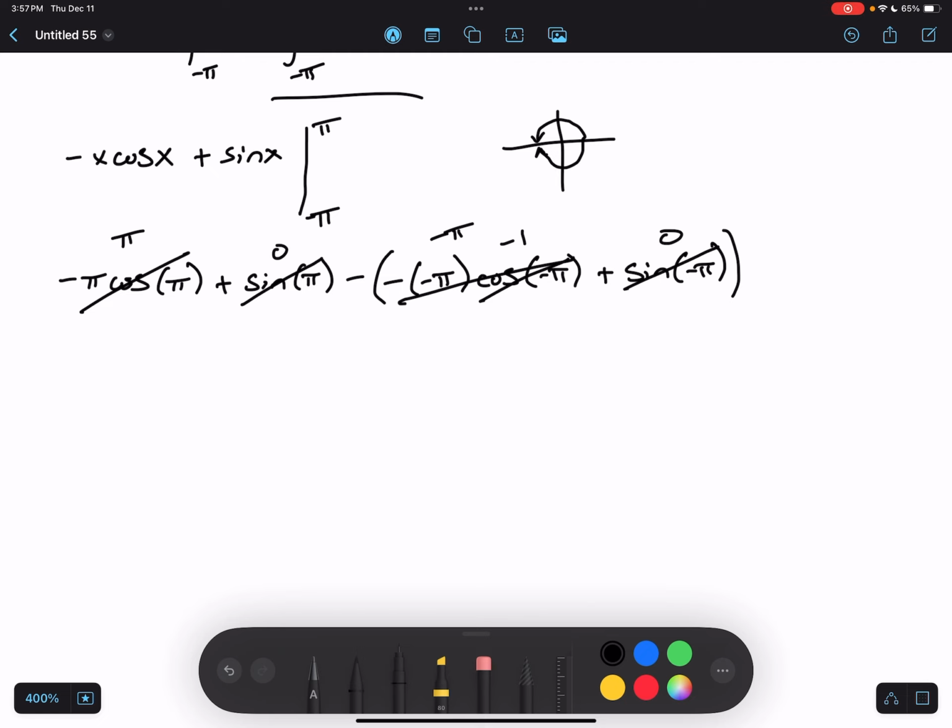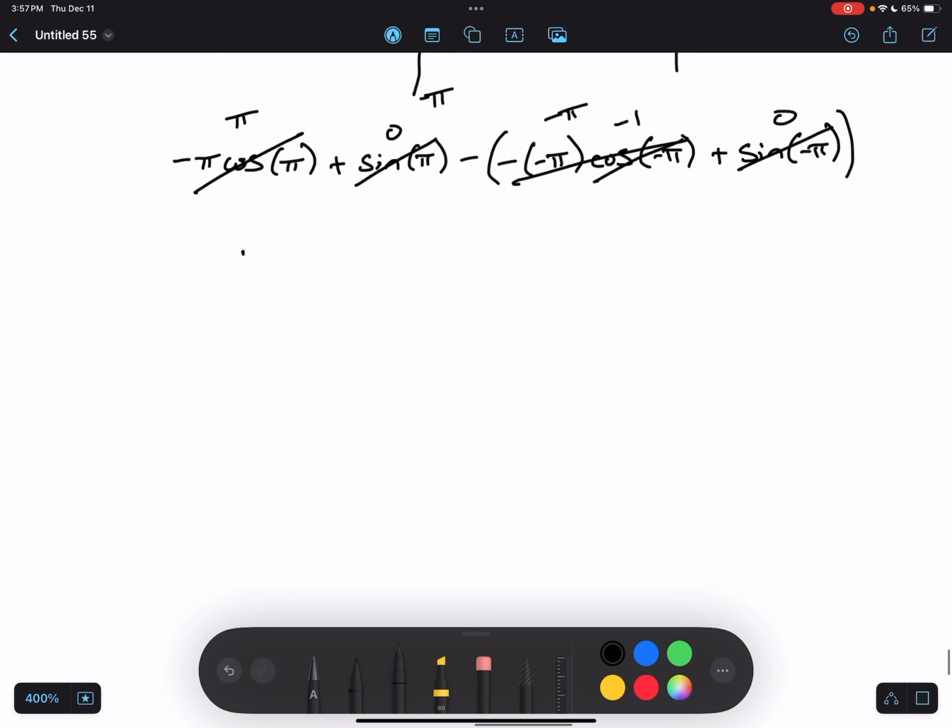And so if we write all of this back down, what we've got is pi minus negative pi, which means we actually have pi plus pi, which equals 2 pi. And that is the solution to our integral.